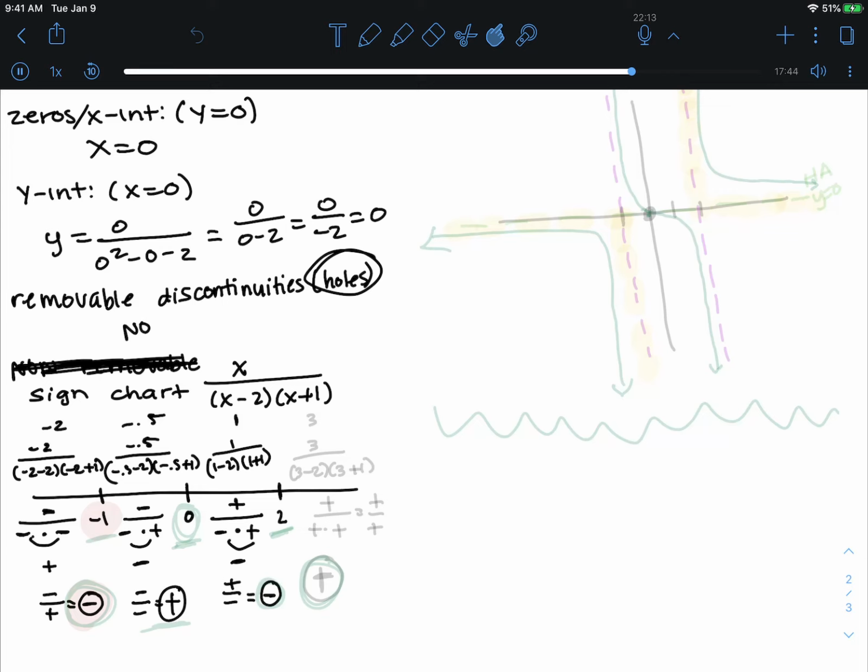Okay? And now anything greater than 2, I'll choose 3. So I'm going to have 3 over (3 minus 2)(3 plus 1). That's a positive. Positive times a positive. So that's just going to be a positive. Okay? So let's go ahead and graph this.